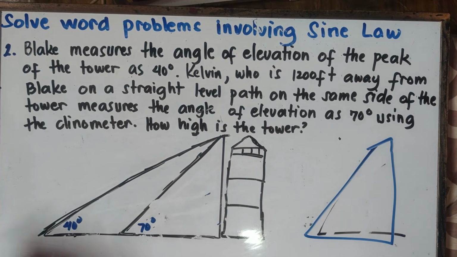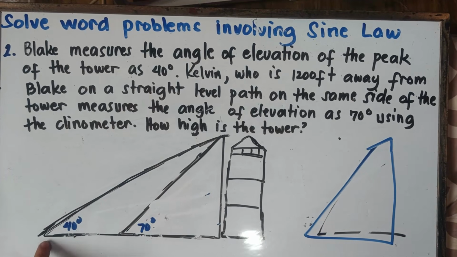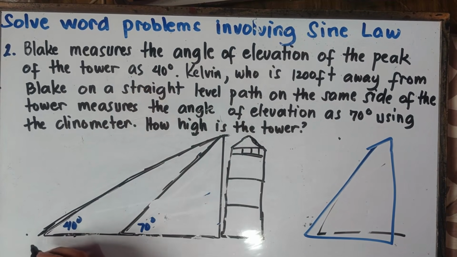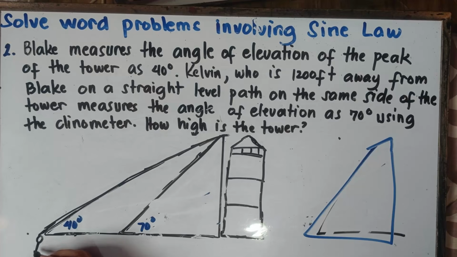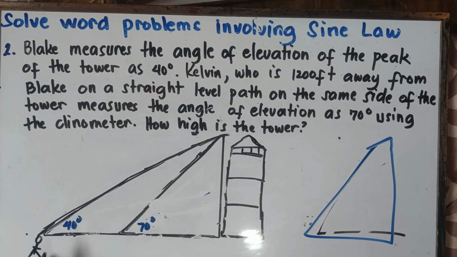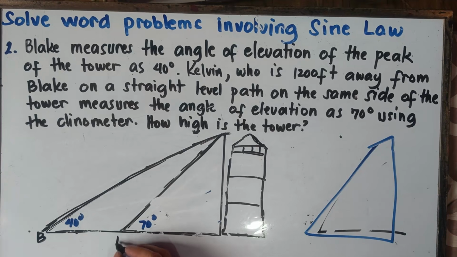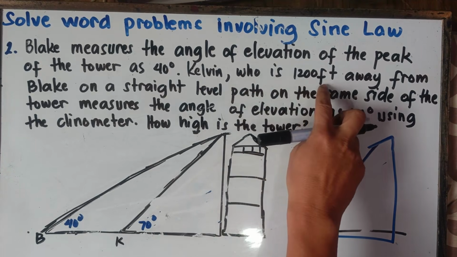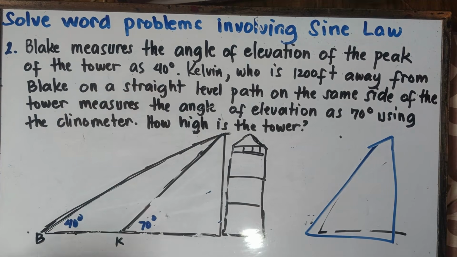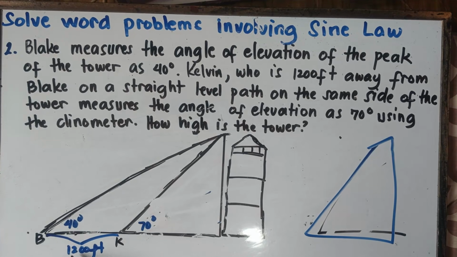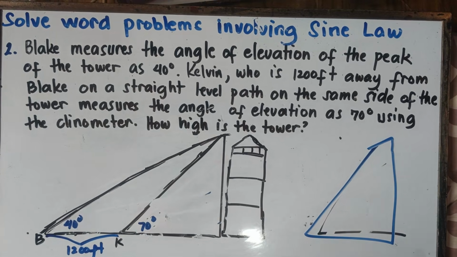Alright, so therefore, this will be Blake, the angle of elevation of the peak of the tower as 40 degrees. So I will just put B, class. Ignore first the height of Blake. You can ignore the person itself. Just put B. That would be Blake, and this will be Kelvin, who is 1,200 feet away from Blake. So the distance, this one right here, would be 1,200 feet, from Blake to Kelvin or Kelvin to Blake.